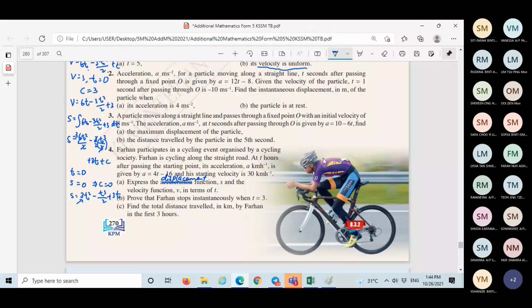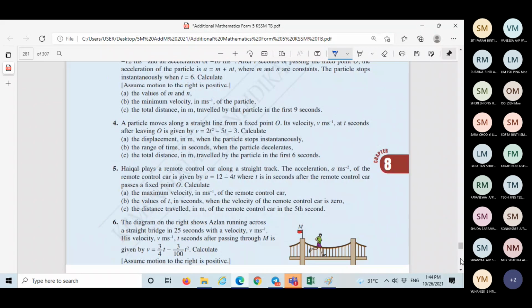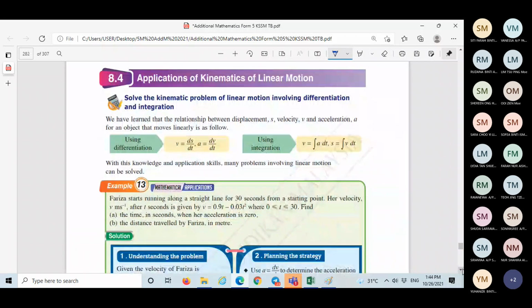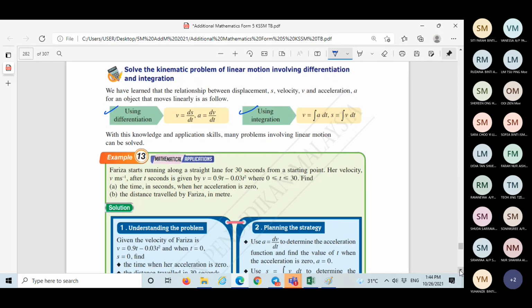So this exercise, don't do first. We come to this. This is the last part already, applications. This one I will repeat many times already: when you use differentiation and when you use integration. This one must be very clear. Then doing this chapter is actually not a problem.